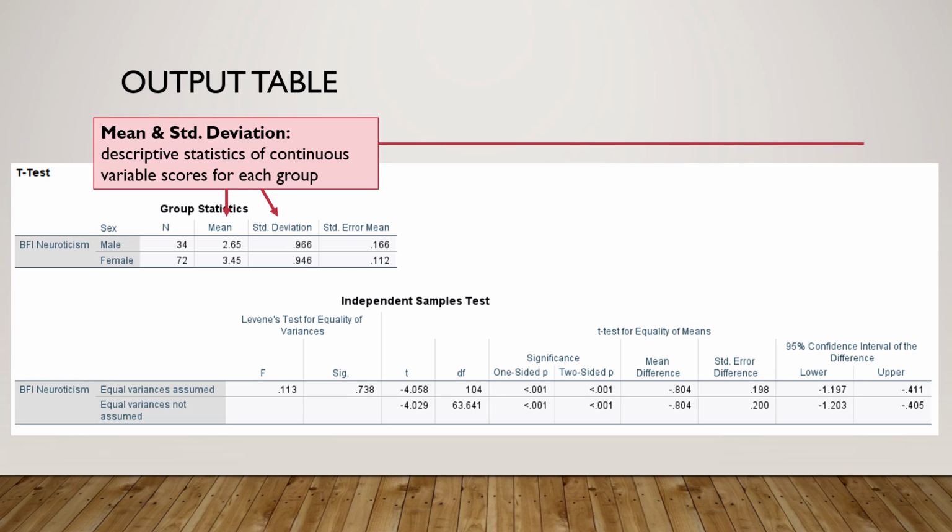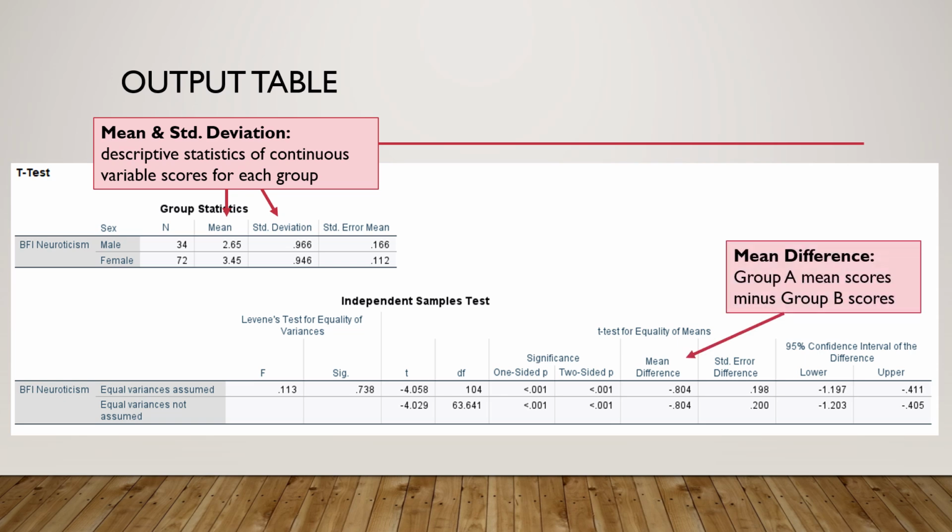And what you're trying to determine with the t-test is whether the 3.45 and the 2.65 are different. We see that they are different. Those are different numbers, but are they different enough for us to say that there is something systematic that is happening between males and females when it comes to neuroticism?